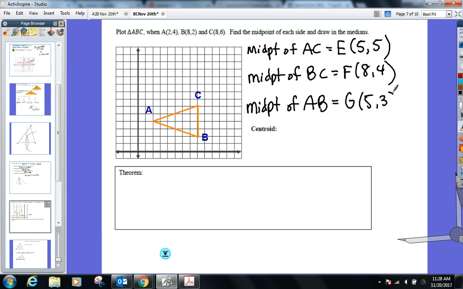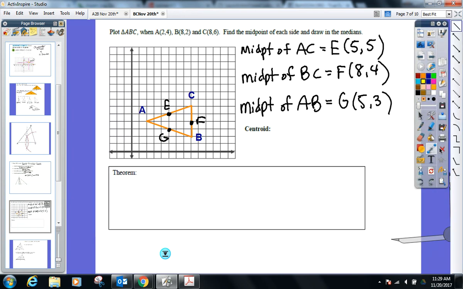So everyone take a minute right now, copy down the midpoints, and graph them for me. Point EFG. Once you graph the points, draw in their medians now. Vertice to opposite midpoint. As straight as you can. I don't have time for people to come up and grab straight edges, so as straight as you can.